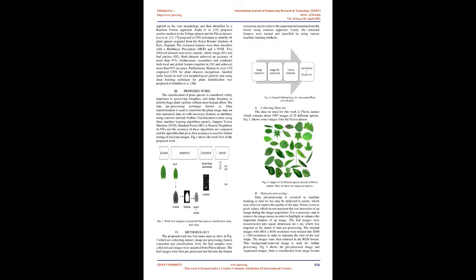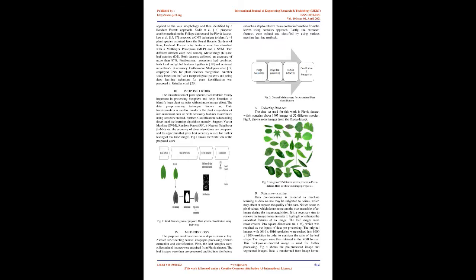The extracted features were then classified with a multilayer perceptron, MLP, and a SVM. Two different datasets were used, namely, whole image, D1, and leaf patches, D2. Both datasets achieved an accuracy of more than 97%. Furthermore, researchers had combined both local and global features together and achieved more than 91% accuracy. Furthermore, Slotojevic et al. employed CNN for plant disease recognition. Another study based on leaf vein morphological patterns and using a deep learning technique for plant identification was proposed in Greenblatt et al.